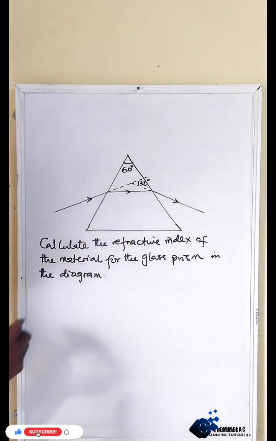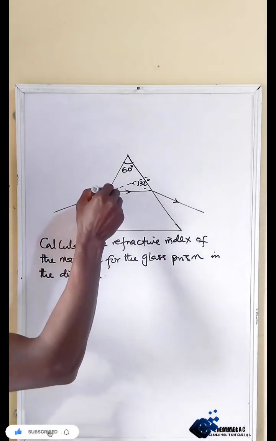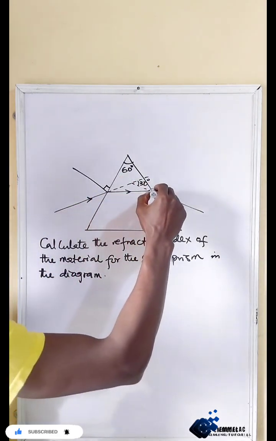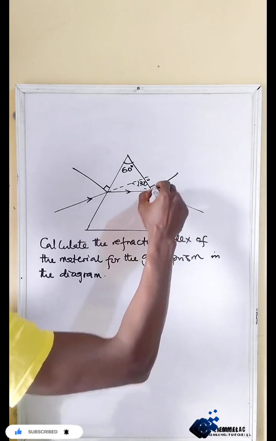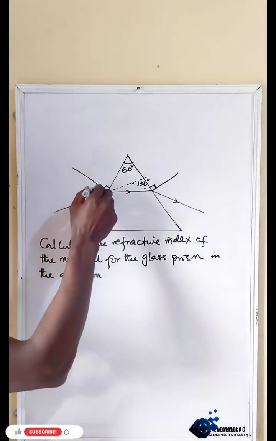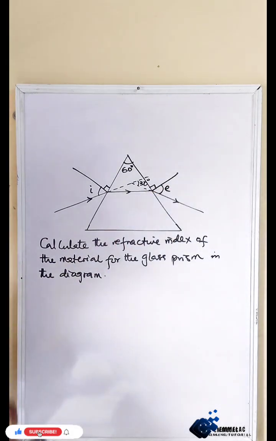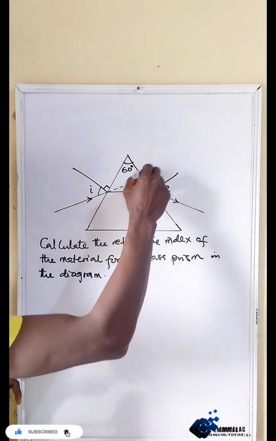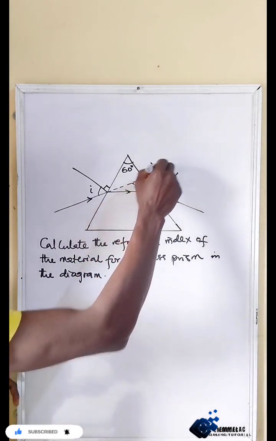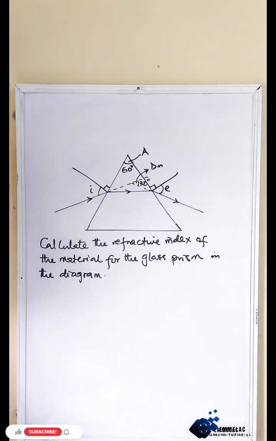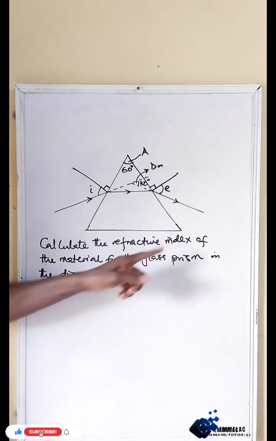Now if I were to complete this, let's assume this is our normal, this one is also normal. So it implies that this is our incident and this is our emergence, and to this end we can conclude that this is the minimum deviation. This angle here is the minimum deviation, and here is our A, which is the refracting angle of the prism. And we are told to find the refractive index.